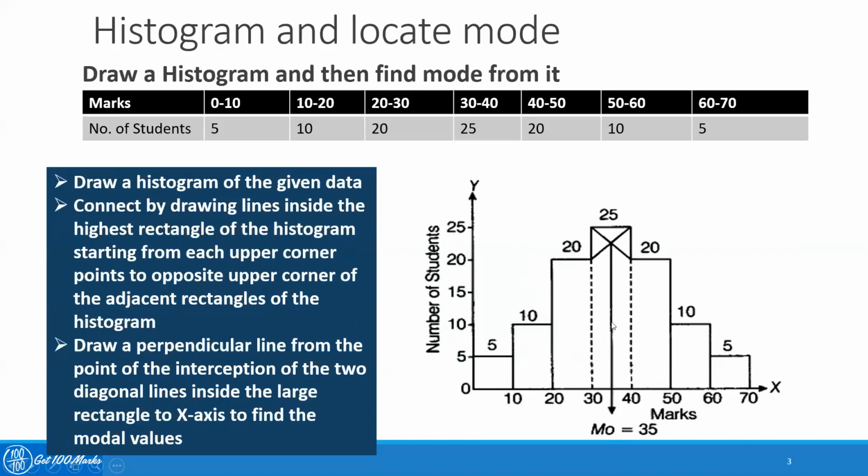As we already know, mode is always the value which repeats the maximum number of times, with the highest frequency. Here, the highest frequency is denoted by the largest rectangle, and I join both points, find the intersection of the diagonals, and draw a line to the x-axis. This is the way mode can be located from a histogram.